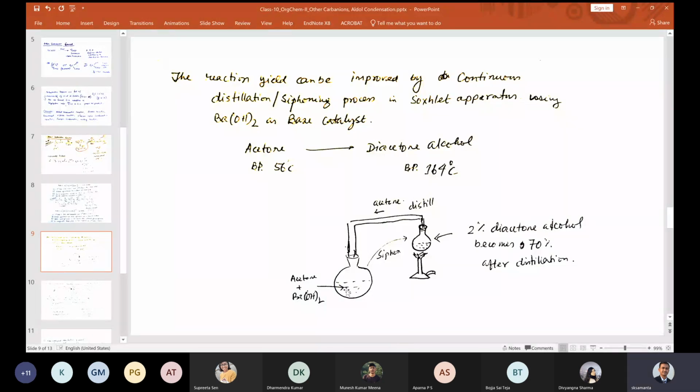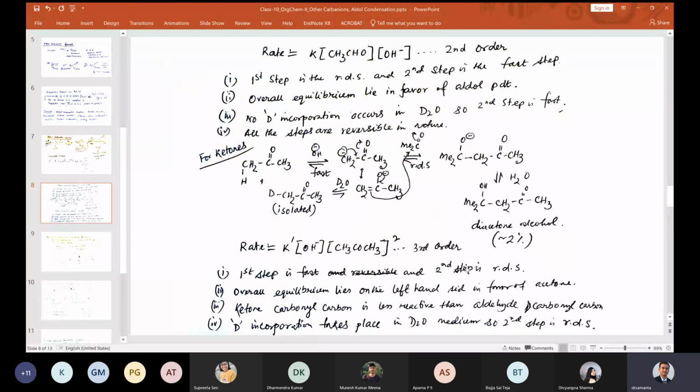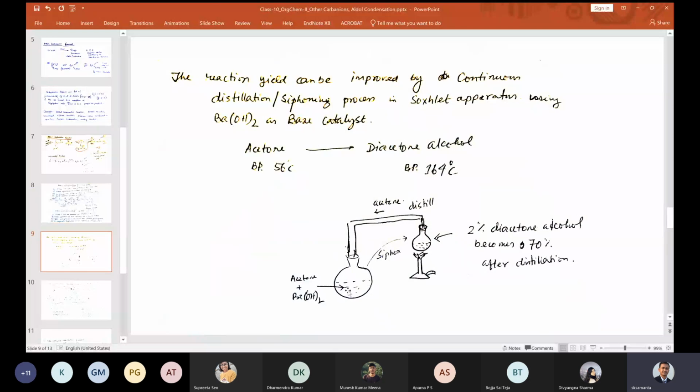So after some time, what would be the product yield here? The product yield will be 2%, correct? Because this reaction gives only a 2% yield. So 2% of diacetone alcohol will be present and the rest 98% will be acetone. Now what can be done is to take this entire mixture. Barium hydroxide is a solid, it will remain at the bottom as a precipitate, but the acetone will be on top. So let's siphon this entire material here.